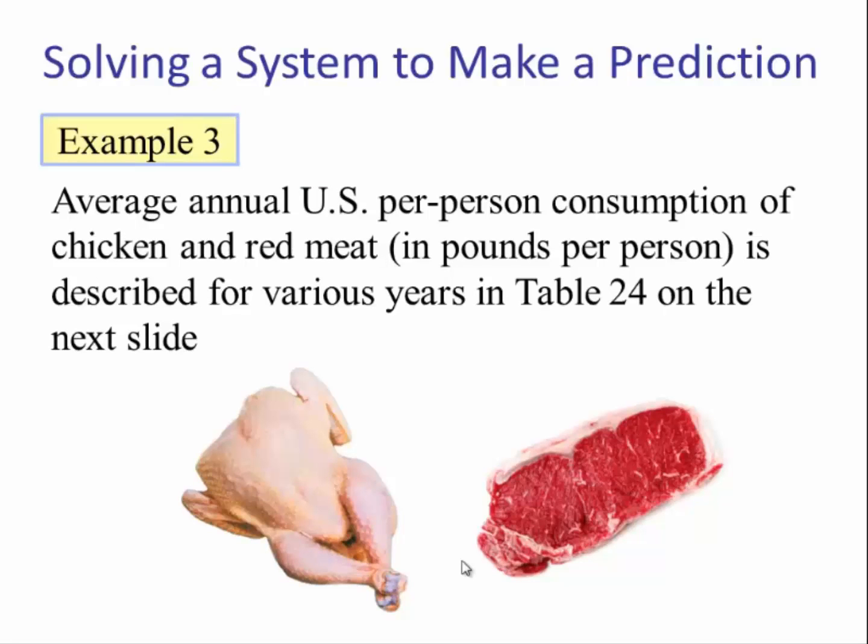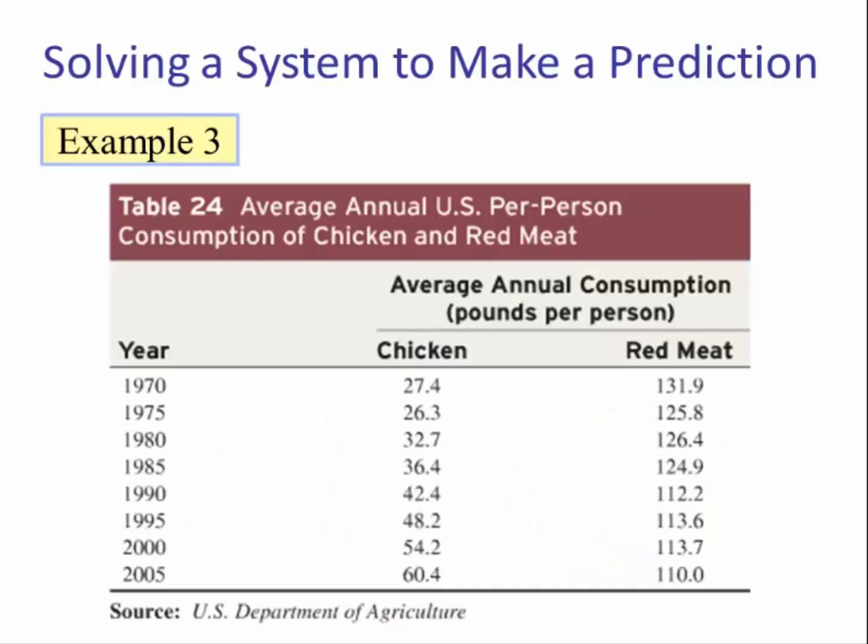Example 3. The average annual U.S. per person consumption of chicken and red meat in pounds per person is described for various years in Table 24 on the next slide. So here we have the years. This is the average annual consumption of chicken, and this is the average annual consumption of red meat.